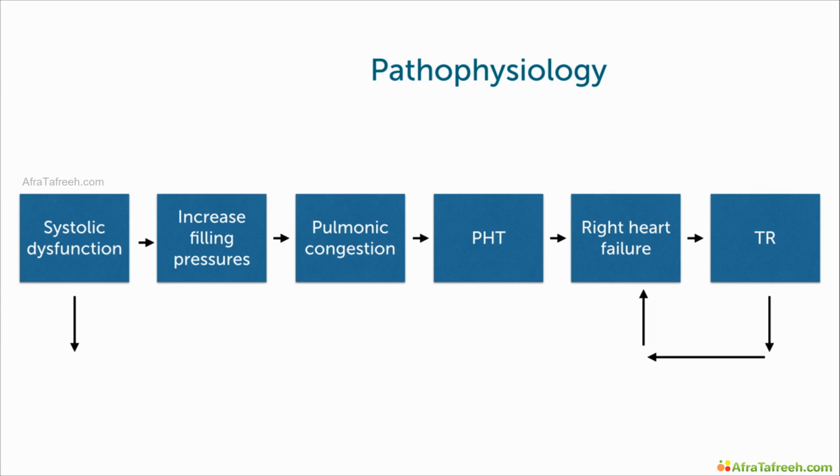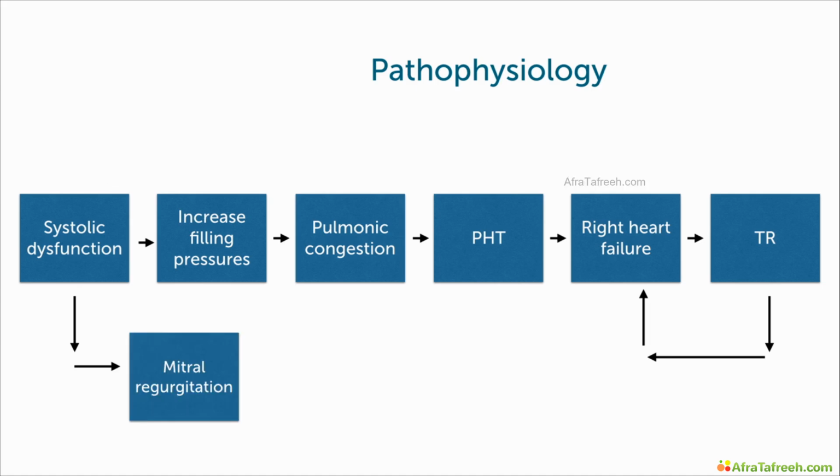But there's another vicious cycle. Systolic dysfunction leads to a dilatation of the left ventricle, and this dilatation of the left ventricle causes what we call functional mitral regurgitation. And functional regurgitation, again, leads to further impairment of systolic dysfunction and to a further increase in the filling pressures, also not good for the patient.